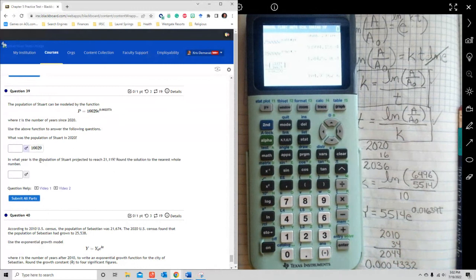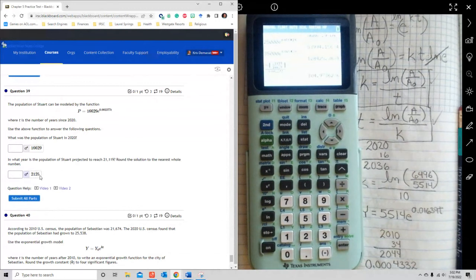Now that says 104.97. It wants the nearest whole number, so it's going to be 105 years after 2020. Since it's 105 years, I'm going to put in 2125 as my year after 2020. So that's the answer we're going to put: 2125.